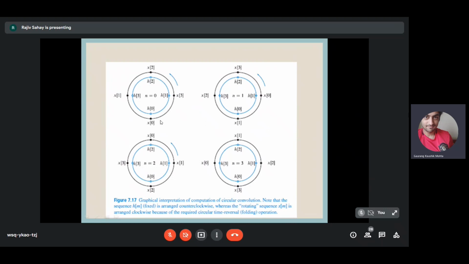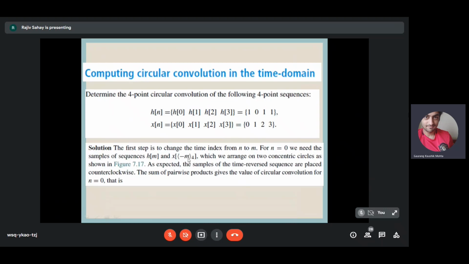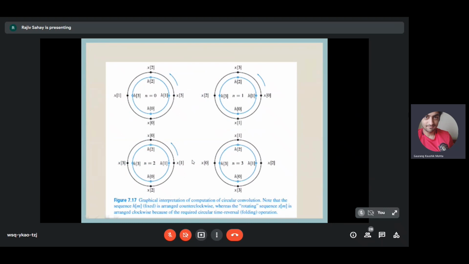But we have folded x. We have got x of minus m modulo 4. So once we folded x, we are going to represent x0, x1 here on this side, counting in clockwise fashion. We are going to represent the x sequence, which is the folded sequence, x of minus m modulo 4, in clockwise direction. Okay, and then take the corresponding product. So we will get h0 into x0 plus h1 into x3 plus h2 into x2 plus h3 into x1. That will be our y0. Is it clear?